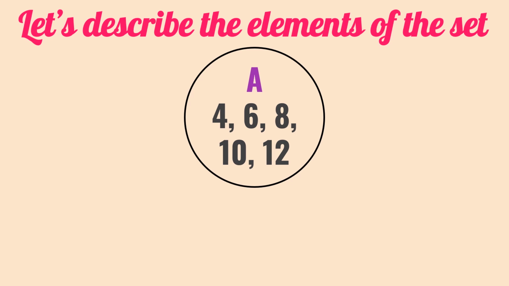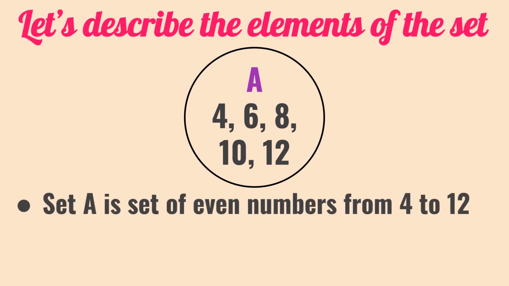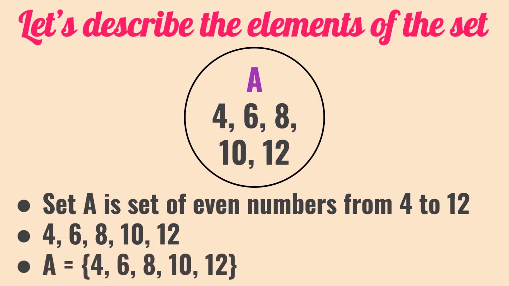Very good. If we are going to define the set in the circle, we have set A is a set of even numbers from 4 to 12. If we are going to list it, we have 4, 6, 8, 10, and 12. And if we are going to have set notation, we have A is equal to curly brackets 4, 6, 8, 10, and 12.